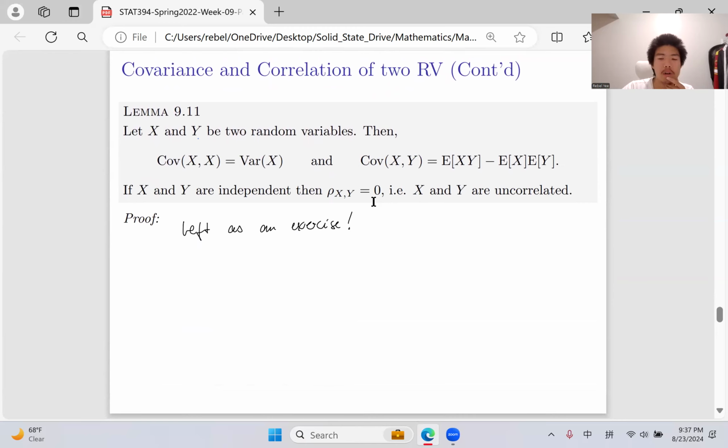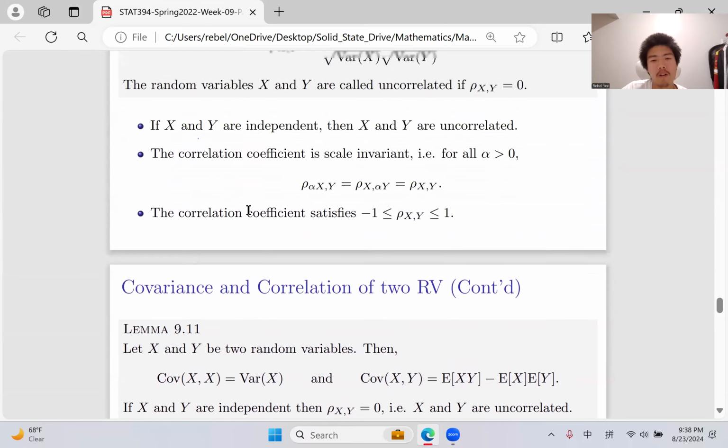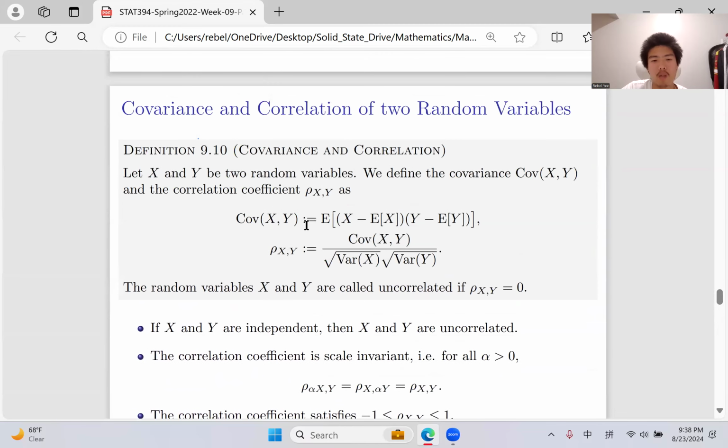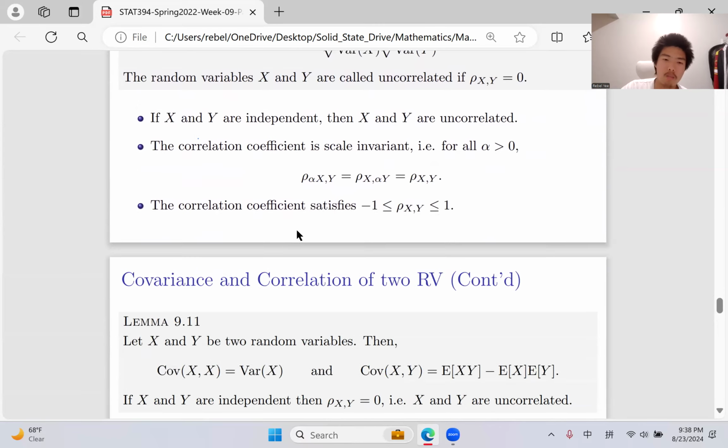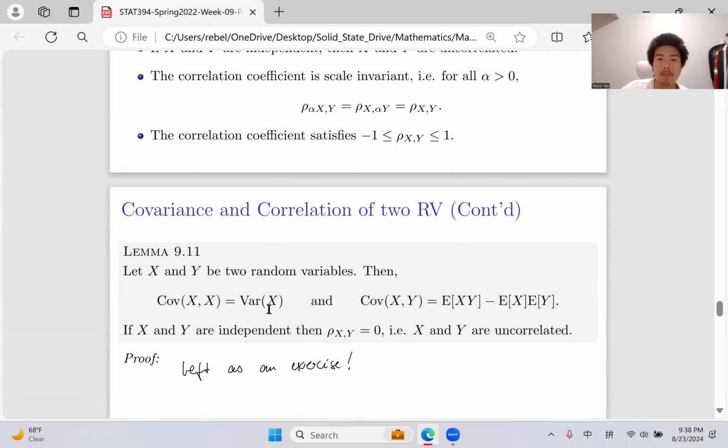And there are some lemmas about this point as well. If we pick two random variables x and y, their covariance can be calculated as the expected value of xy minus the expected value of x times the expected value of y. And this one we'll talk about next summer in 395. Covariance is usually calculated with x and y being different, but when they're the same, it just becomes the variance.